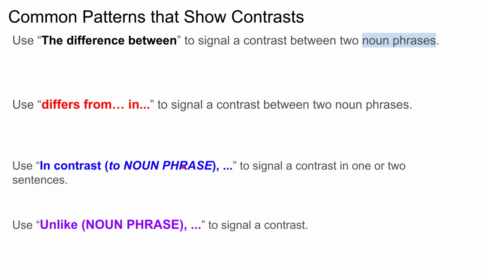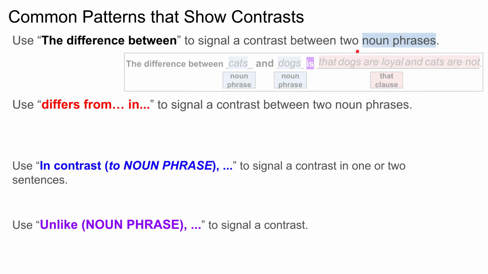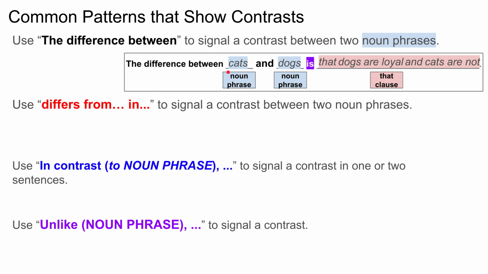Okay, just to quickly conclude and summarize my presentation, we can use difference between to signal a contrast between two noun phrases. The difference between cats, noun phrase 1, and dogs, noun phrase 2, is that dogs are loyal and cats are not. And of course, we can follow is with that clause, but keep in mind that noun phrase is also possible.